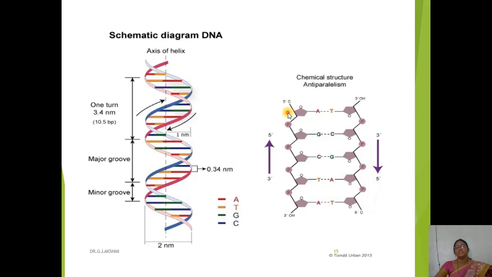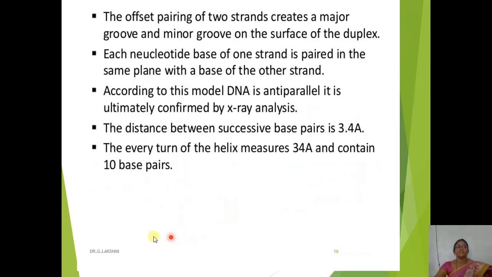The prime indicates the fifth carbon atom left free here, and here the 3 prime carbon atom left free. Next you see the complete turn is about 3.4 nanometers. In the helical structure they form one major groove and one minor groove. This is the major groove and this is the minor groove. Each base pair occupies 0.34 nanometers and the diameter of the helix is 2 nanometers.